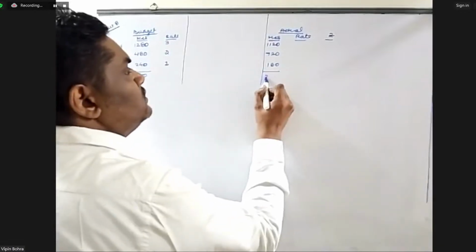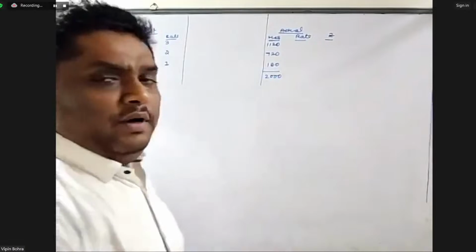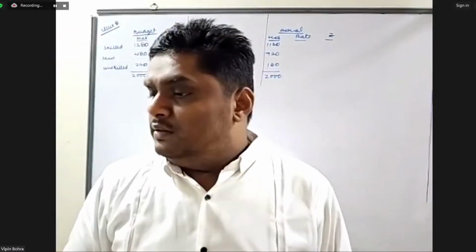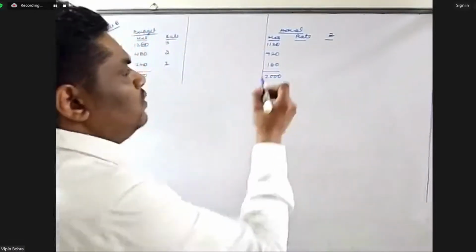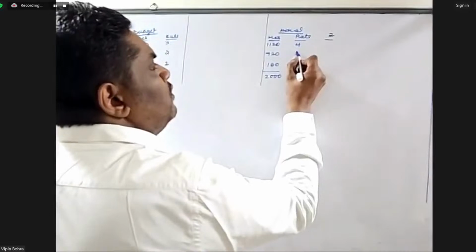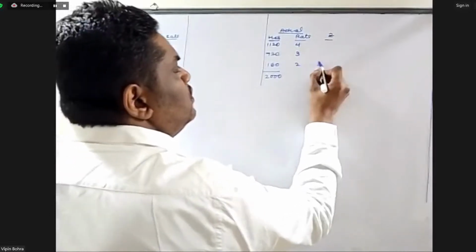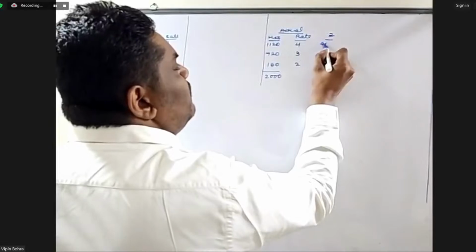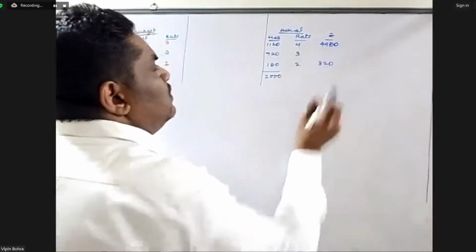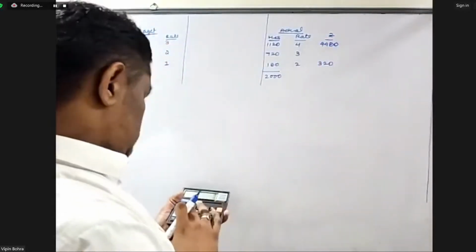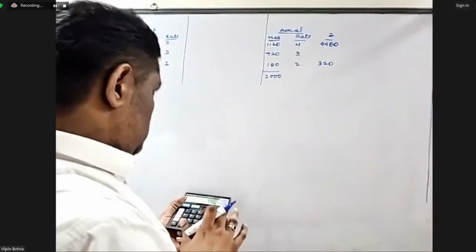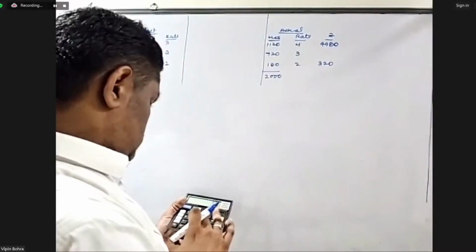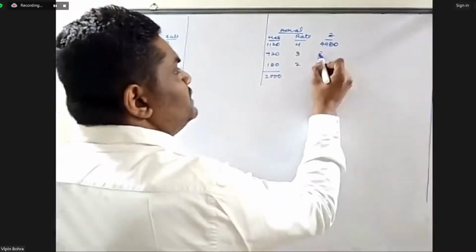This will be 2000. Further, the rate is given, that is 4, 3, and 2. So this will be 320. This will be 4, 4, 8, 0. 2160.